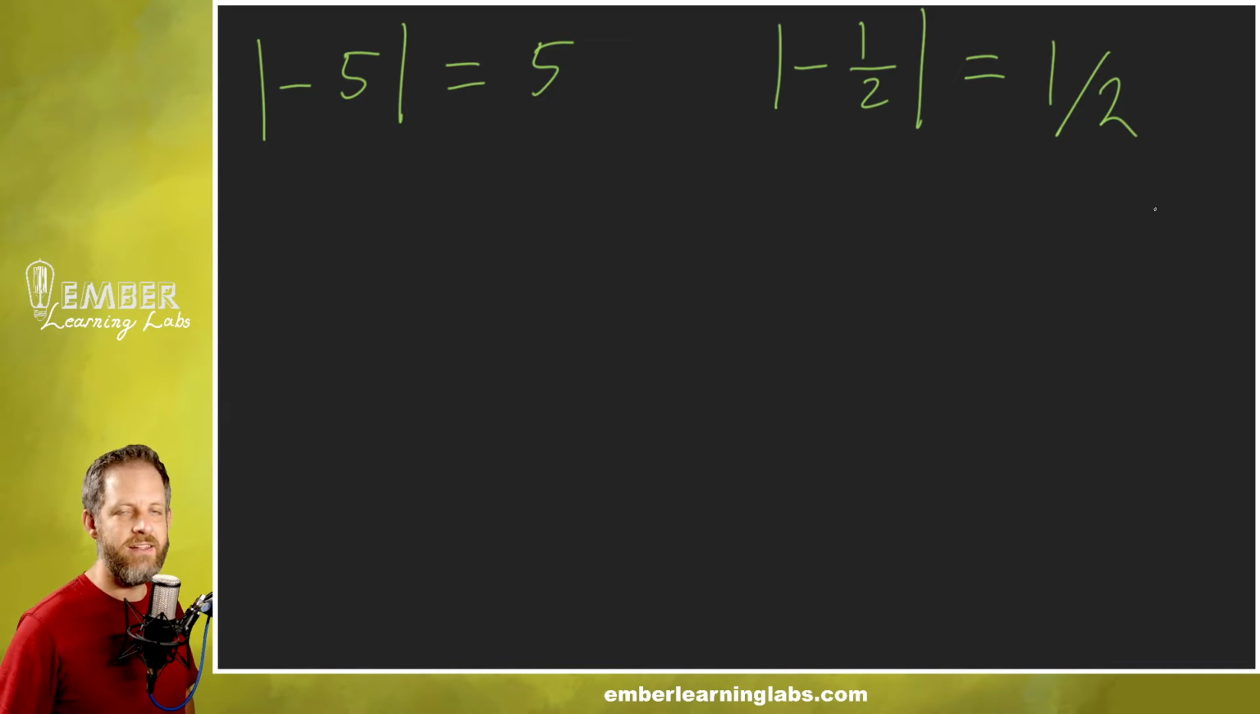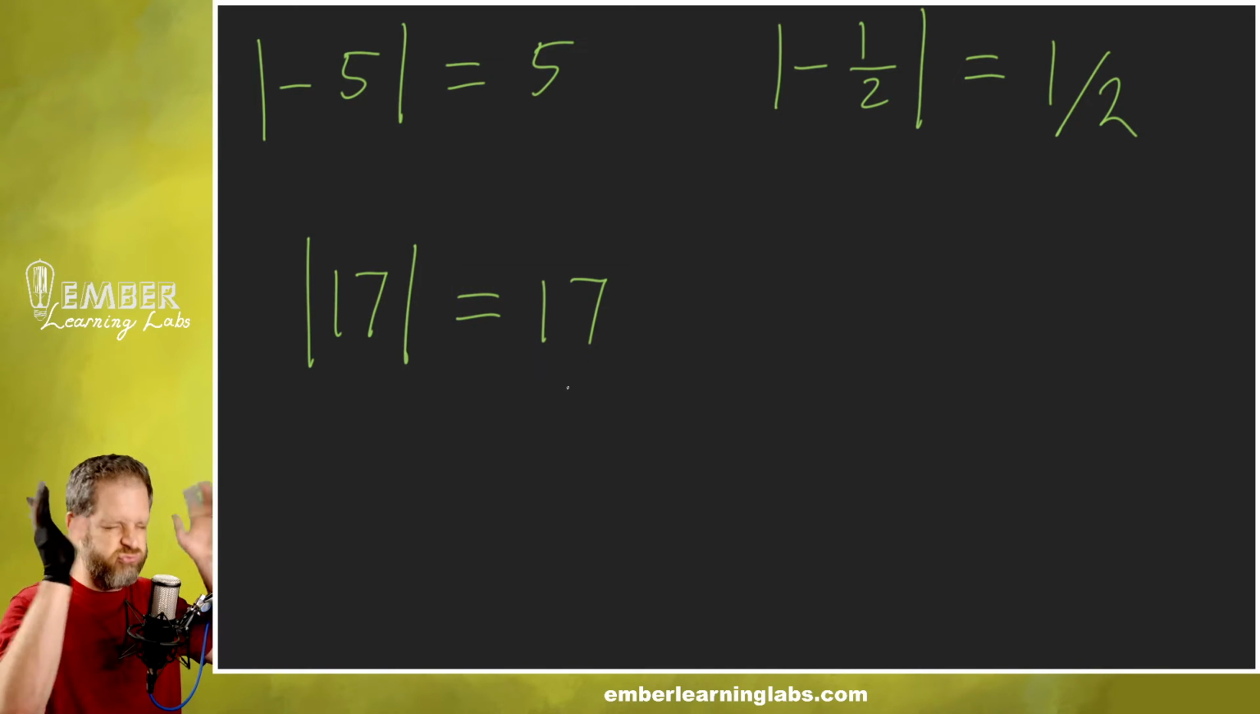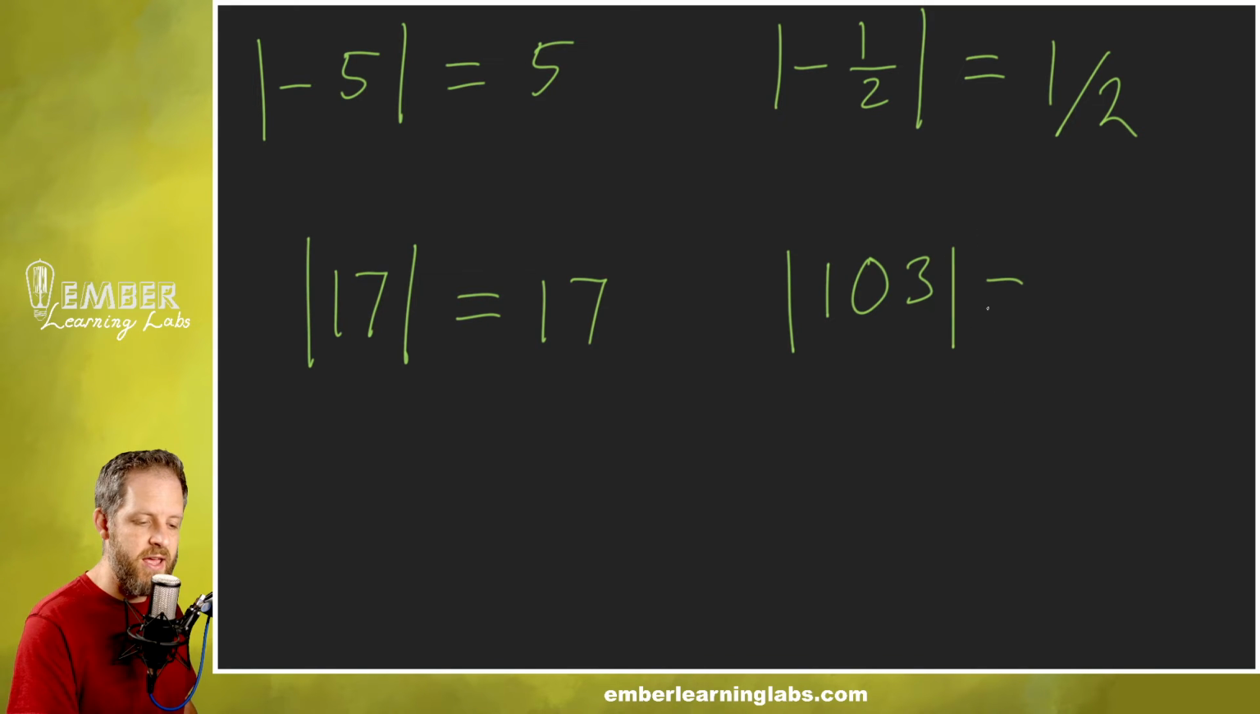What's the absolute value of +17? Absolute value of +17 is 17. If you've never seen this before, that might be just blowing your mind right now. What's the absolute value of 18? Well, let's do something very different. How about 103? Absolute value of +103 is +103.